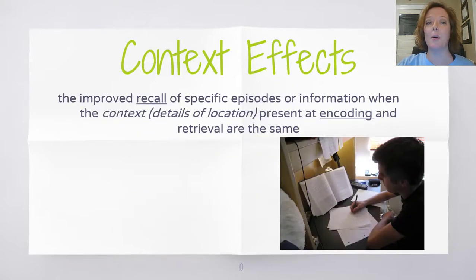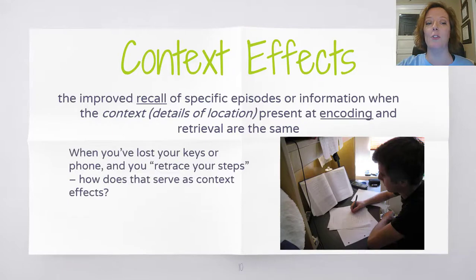Then we have context effects. Context effects are basically referring to the improved recall of specific episodes or information when the context present at the time of encoding and retrieval are the same. So basically, you are in the same type of a room when you are trying to encode it and retrieve it. Basically be tested on it.